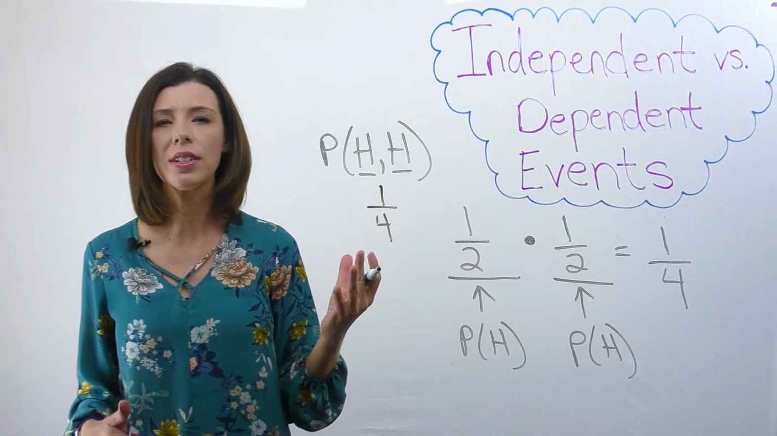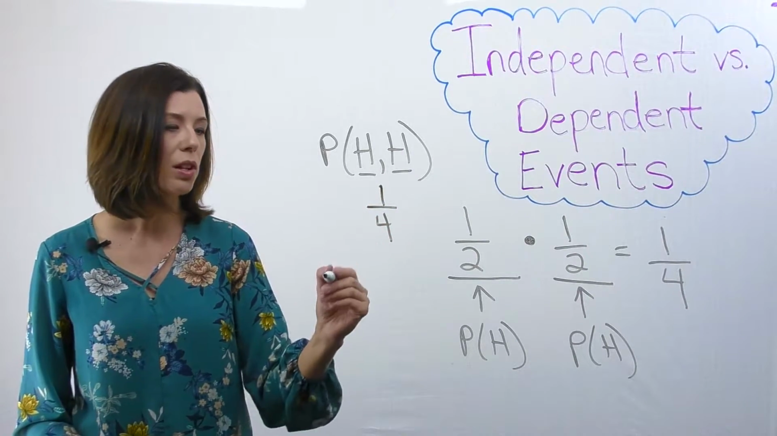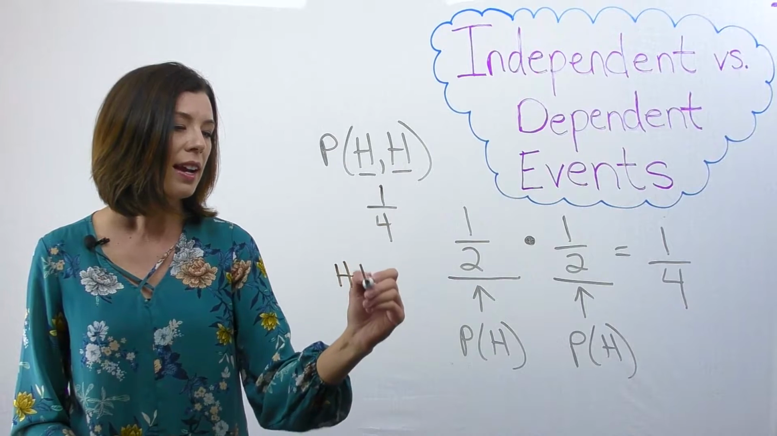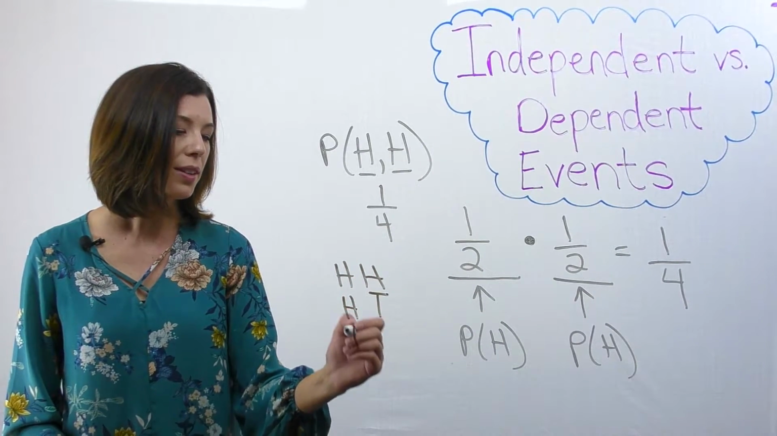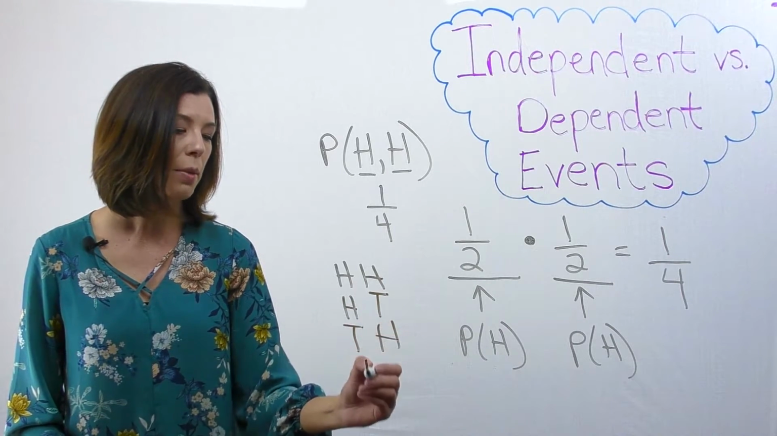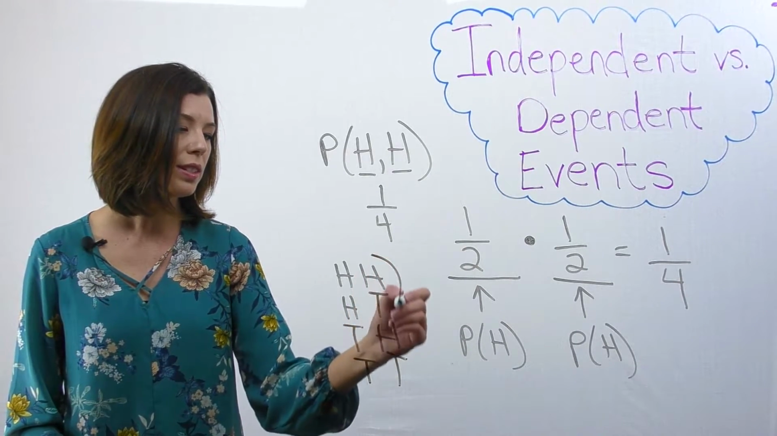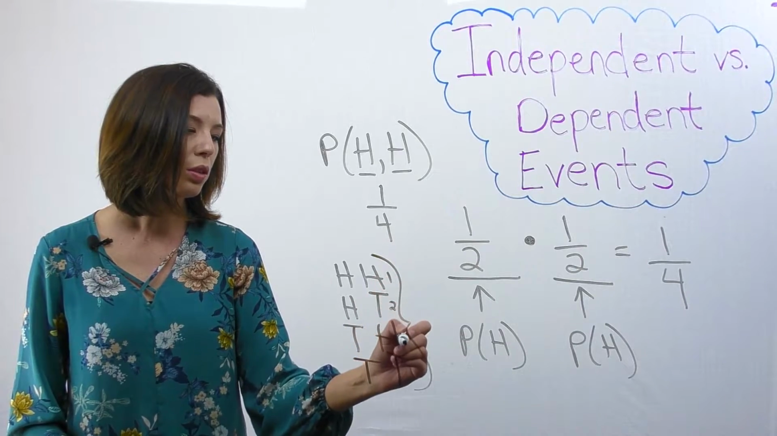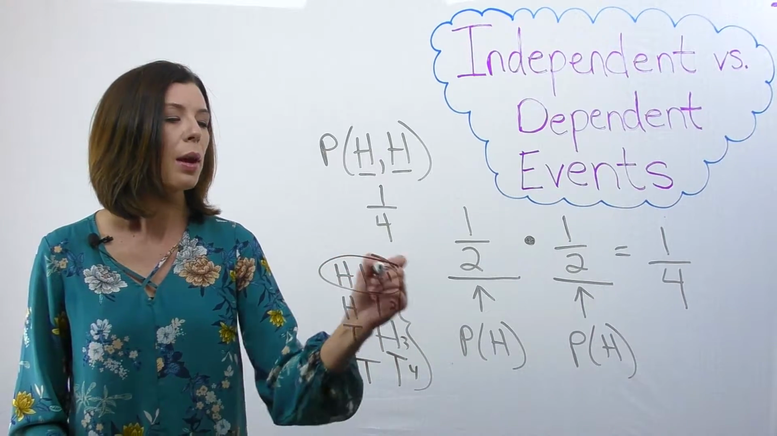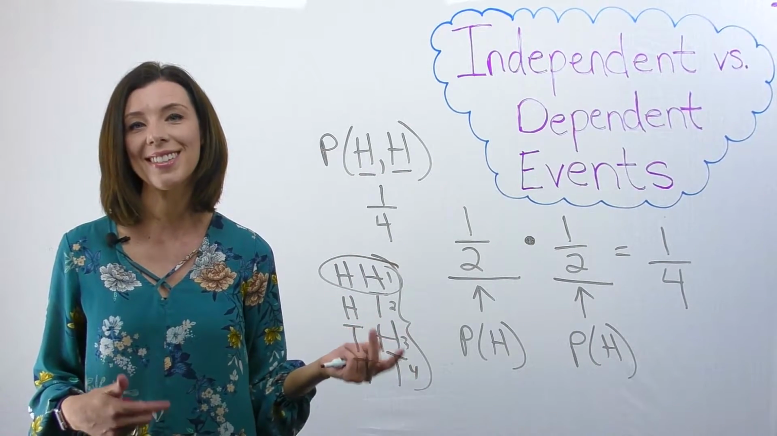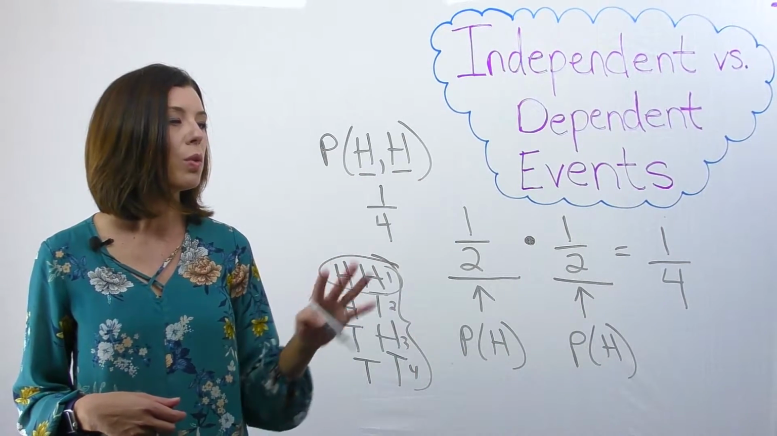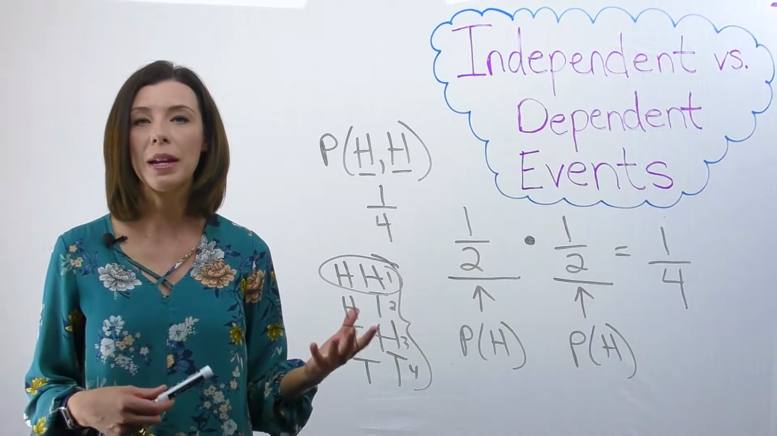I can also think of this in terms of my sample space. So again, I could get heads and heads. I could flip heads the first time, then tails. I could flip tails the first time, then heads the second time, or tails and tails. Notice that I have 1, 2, 3, 4 outcomes, but I only have 1 that I'm wanting in this case, which is the probability of heads and then heads. This is how we would do our math for 2 independent events.